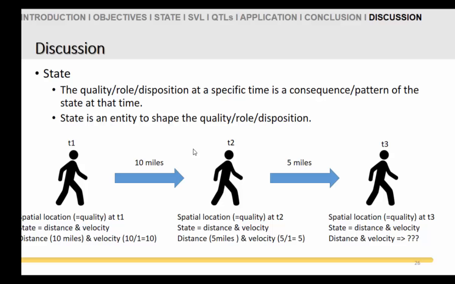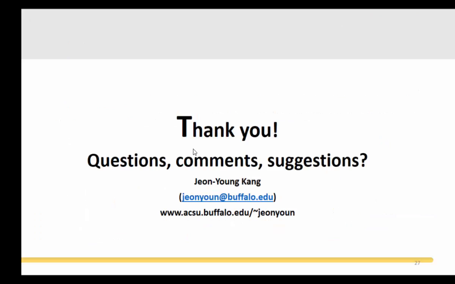As I covered, the state using distance and velocity, we can define the stage by comparing 2 situations. We can get the exact state about the distance of around 10 miles and the velocity, 10 divided by 1 time. And the other is 5 miles and the velocity is 1. And what happened to the other one? I'm still curious about it. In this sense, I think about the quality, role, and disposition at a specific time as consequence patterns of the state at that time, and the state in an entity shapes the quality, role, and disposition.